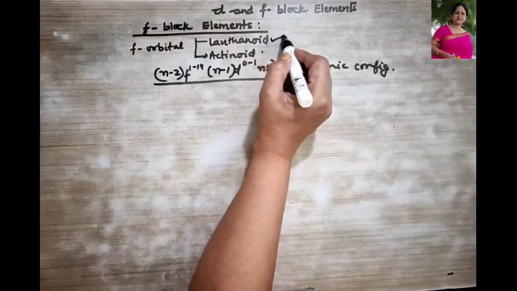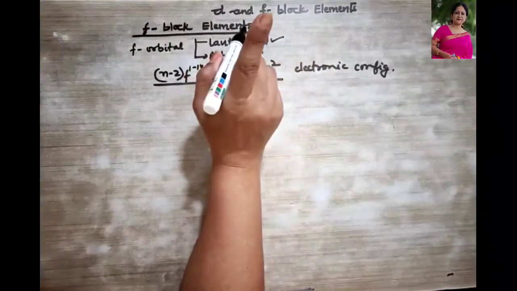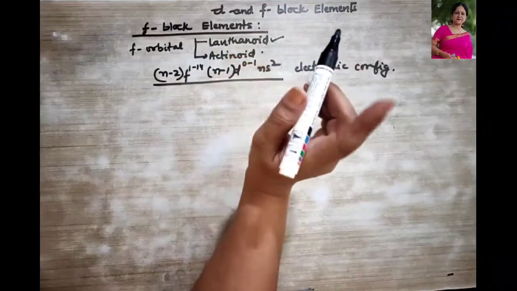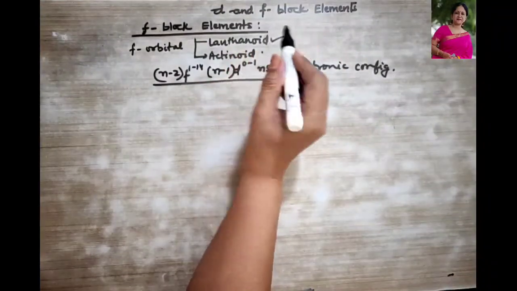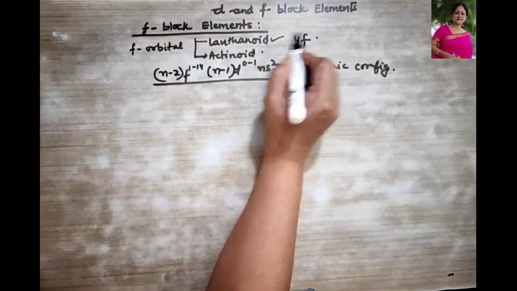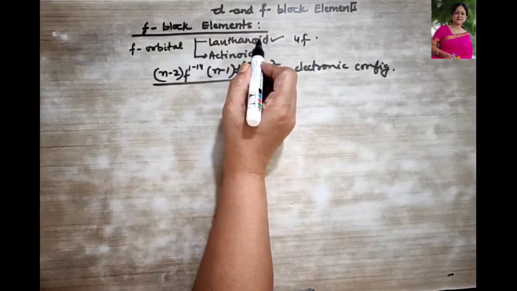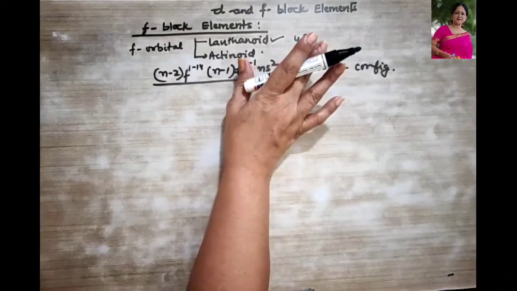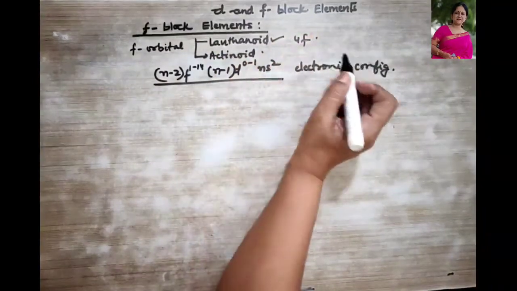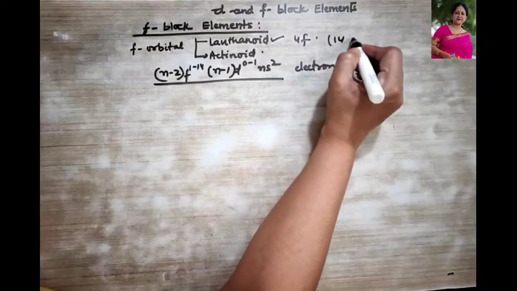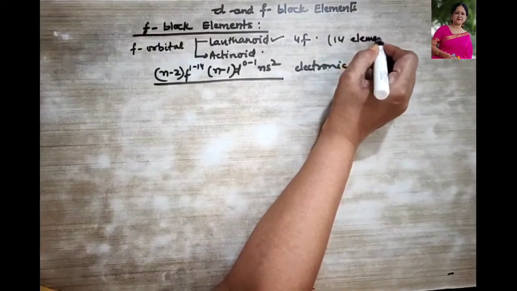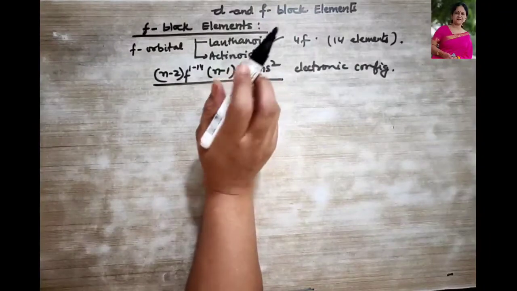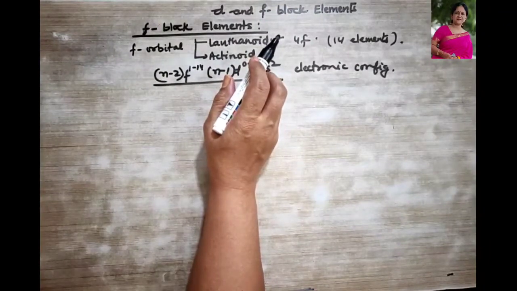Now lanthanoids, the elements in which the last electron enters one of the 4f orbitals, are called the lanthanide series, right? Or lanthanoids, whatever you can call it. And there are about 14 elements present in this series. How many elements are present in lanthanoid? There are 14 elements present in this series.